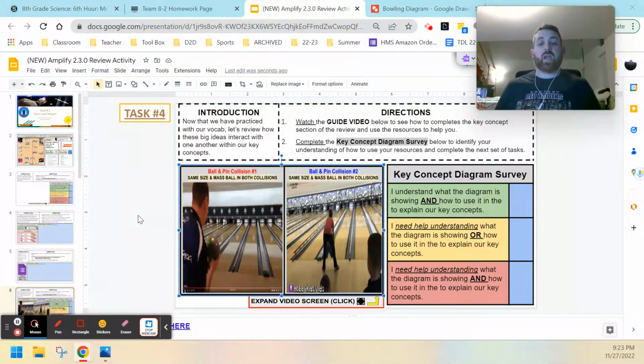Hey everybody, Mr. Regan here, and today we're going to be breaking down the diagram we're going to be using for our key concepts and looking at how we use it to connect our key concept to some real world examples. Our key concept diagram this time is going to deal with some bowlers.